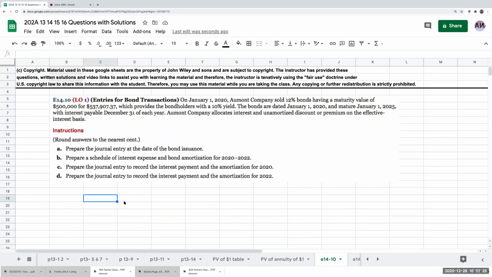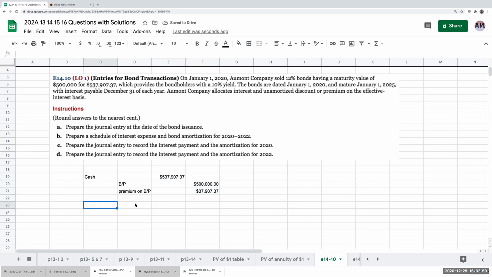Whenever I'm doing a bond at a premium, I'm always going to be debiting cash for the amount of the cash proceeds, which is 537,907.37. And then I'm going to be crediting bonds payable. Bonds payable is always at the face amount of 500,000. My difference here is going to be a premium on bonds payable, which will just be the difference between the cash proceeds and the face value of the bond.